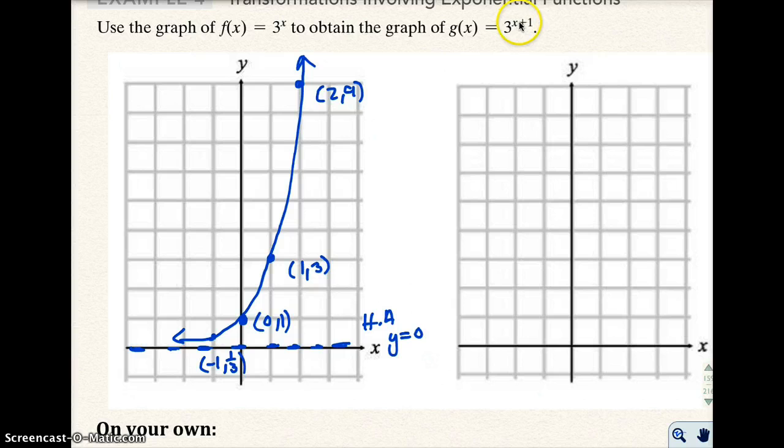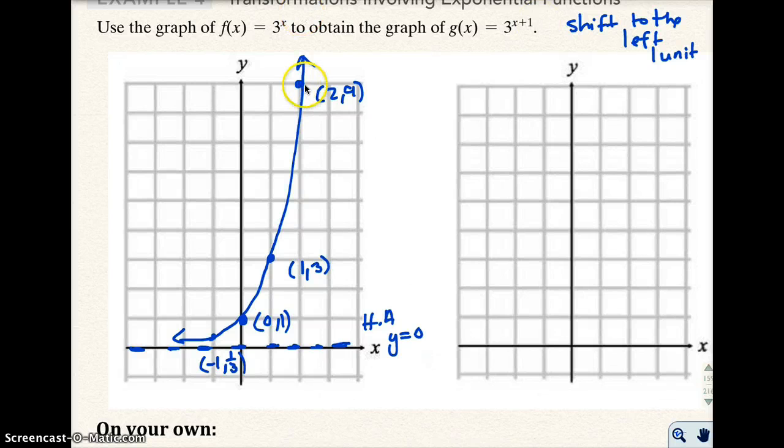Now we see this x plus 1 here. I'm adding 1 to just the x. That means I'm going to shift it left or right. The plus 1 means I'm going to shift it to the left 1 unit. We did that in the last chapter. So all these points are going to shift to the left 1 unit.